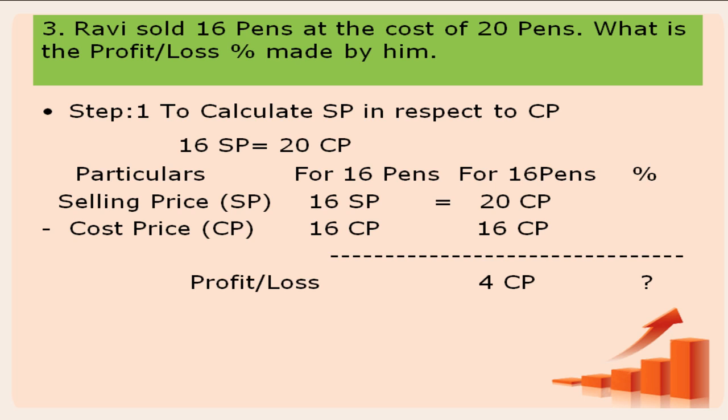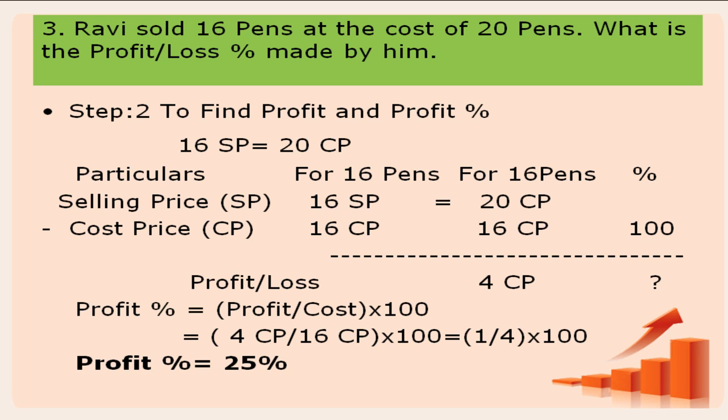Therefore profit is equal to selling price minus cost price, that is equal to 20 CP minus 16 CP, that is equal to 4 CP. Now we are going to the next step. Profit percentage is equal to profit divided by cost price into 100, that is equal to 4 CP divided by 16 CP into 100, that is equal to 1 by 4 into 100, that is equal to 25%. In this way profit percentage is calculated to be 25%.